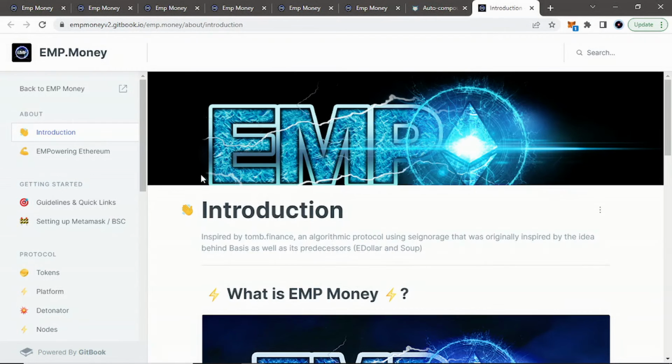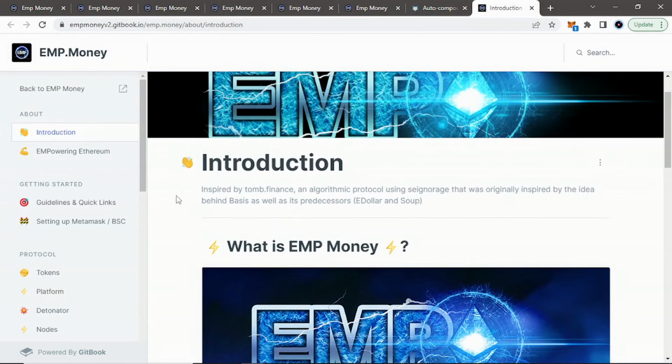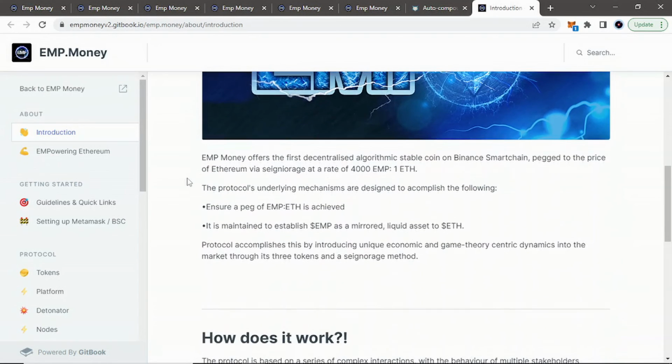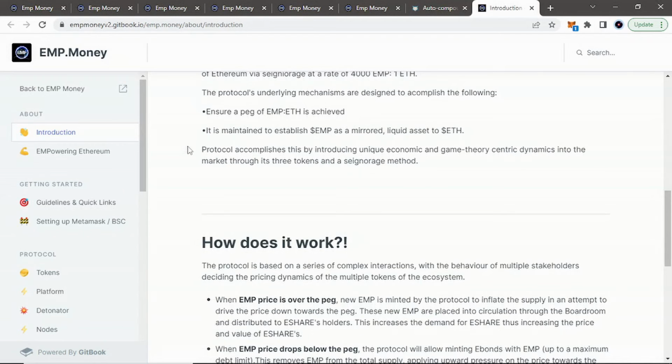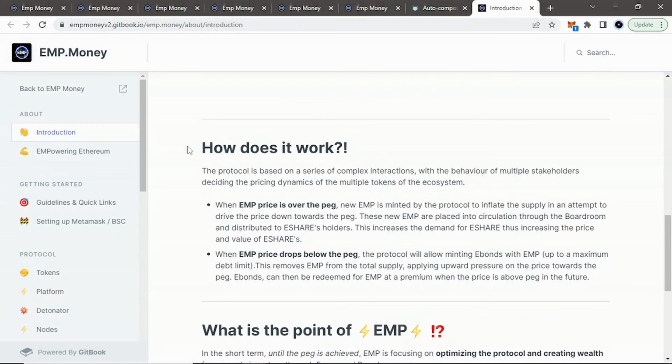And again, if we look at their white paper here, introduction, inspired by Tomb Finance, the project over on Phantom, is the algorithm protocol using their EMP token to peg to the price of Ethereum. We can go here, ensure a peg of EMP to Ethereum is achieved. And again, like I said in the beginning, as long as you're bullish on Ethereum, which I personally am, I believe that this project will be just fine.